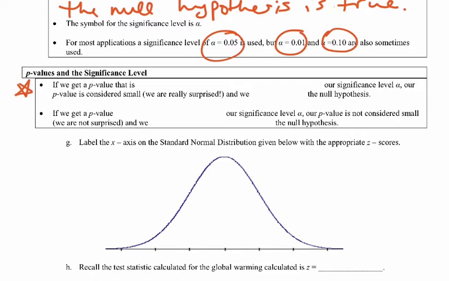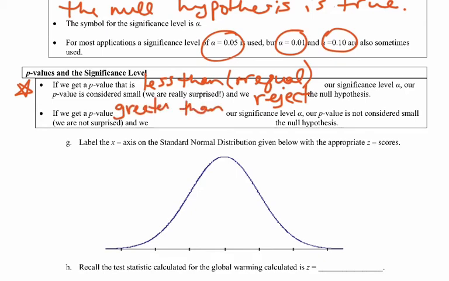If we get a p-value that is less than or equal to our significance level alpha, whatever that is for the particular problem, our p-value is considered small. We are really surprised, and in that case, we reject the null hypothesis. On the other hand, if we get a p-value that is greater than our significance level, our p-value is not considered small, we are not surprised, and in that case, we do not reject the null hypothesis.